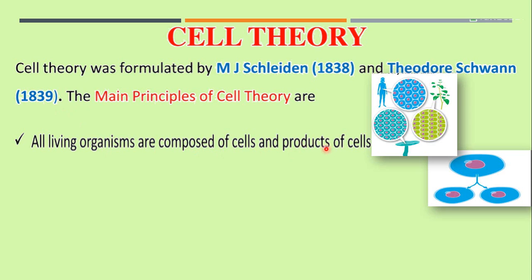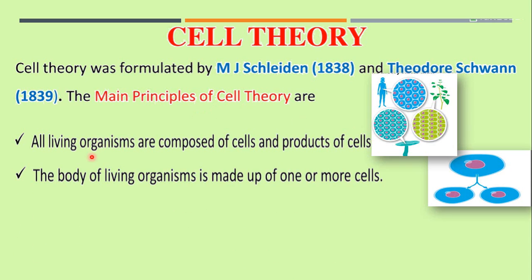The main principles of cell theory are: the first one, all living organisms are composed of cells and products of cells. It means all living organisms, from the smallest virus to a human being or the largest animal, are composed of cells. You can see in this picture these are cells, either plant, animal, fungus or bacteria. When we say the cell is the basic structural unit of life, this statement of cell theory proves it.